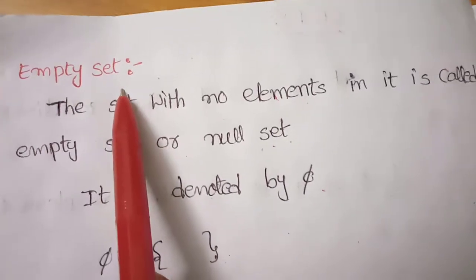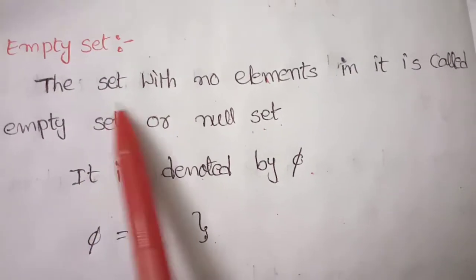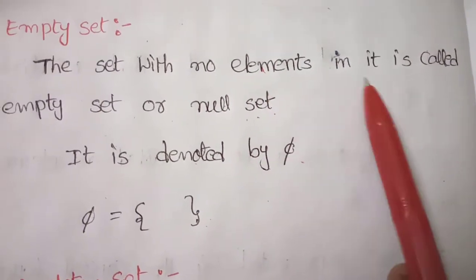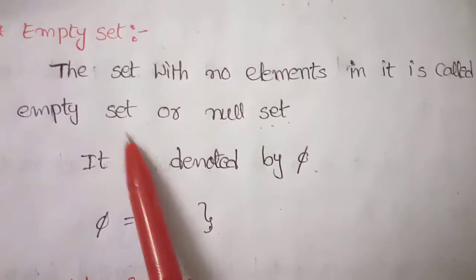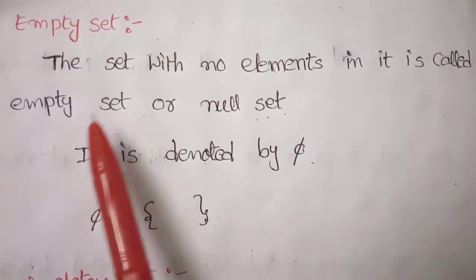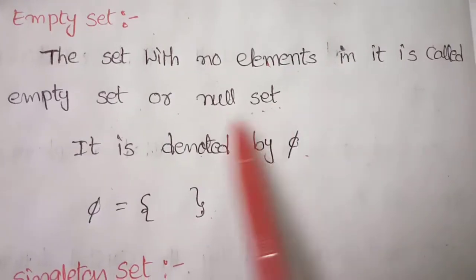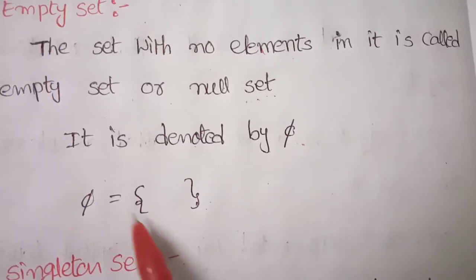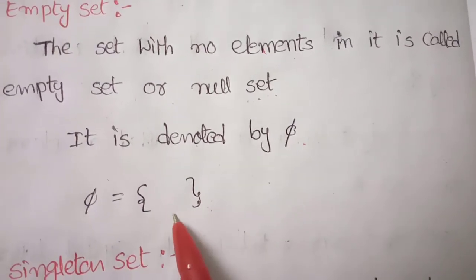Empty set. The set with no elements is called the empty set or null set. It is denoted by φ. φ is the empty set or null set.